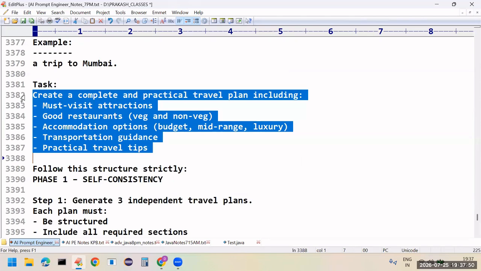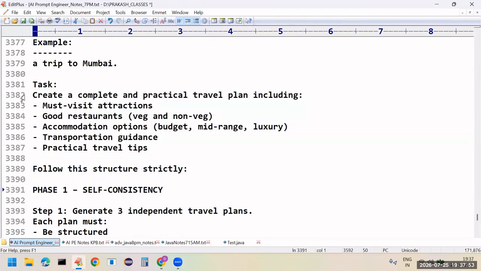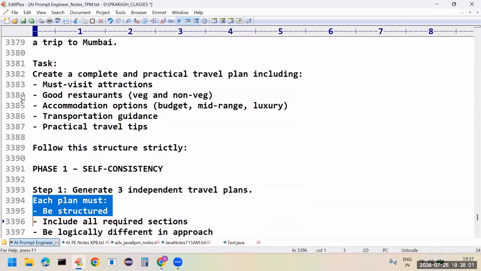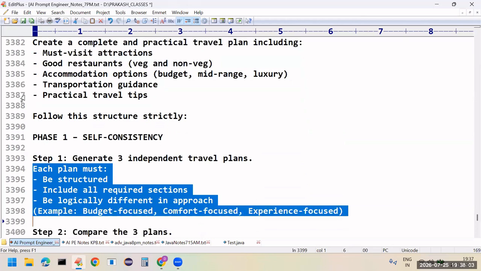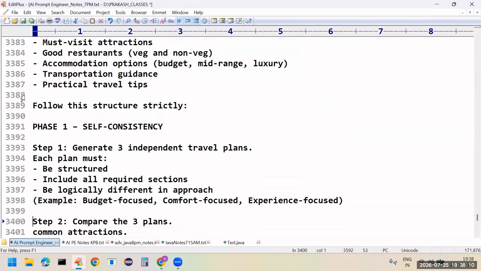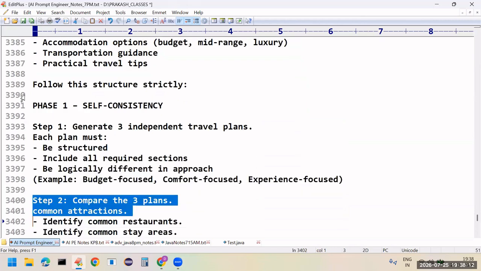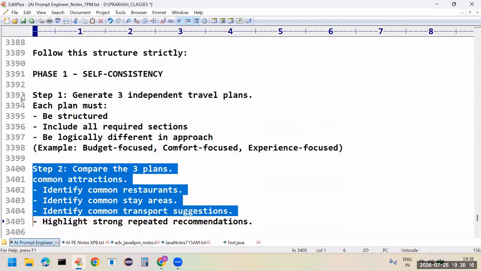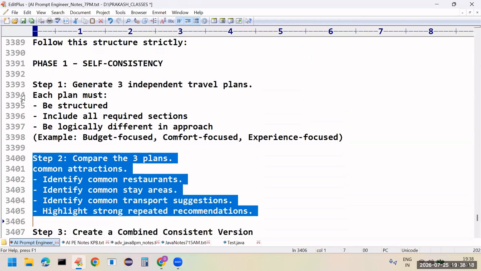Next, what is the next thing? Follow this structure strictly. Phase 1, self-consistency. Step 1, generate 3 independent travel plans. Each plan must be structured, include all required sections, and be logically different in approach. Step 2, compare the 3 plans. Identify the common restaurants, the common stay areas, the common transport suggestions, and highlight strong repeated recommendations.